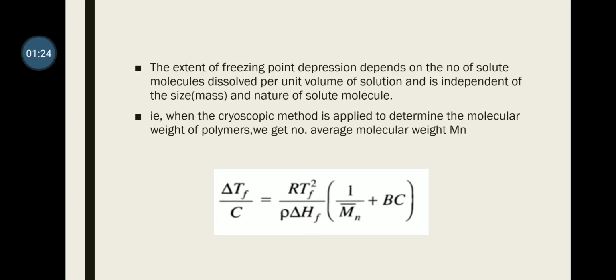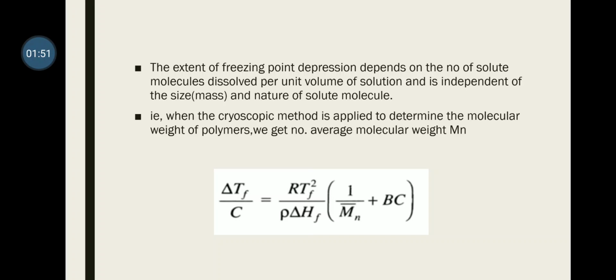That is, when the cryoscopic method is applied to determine the molecular weight of polymers, we get the number average molecular weight Mn bar. Here is the equation: delta Tf by C equals RTf square by rho delta Hf into 1 by Mn bar plus Bc.